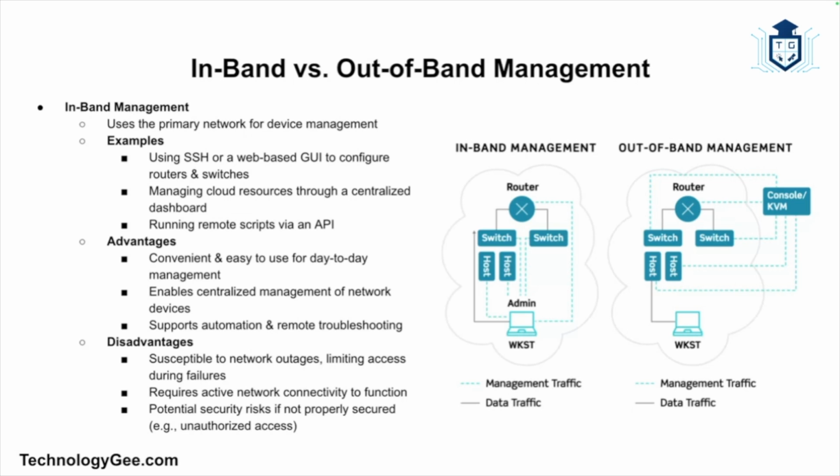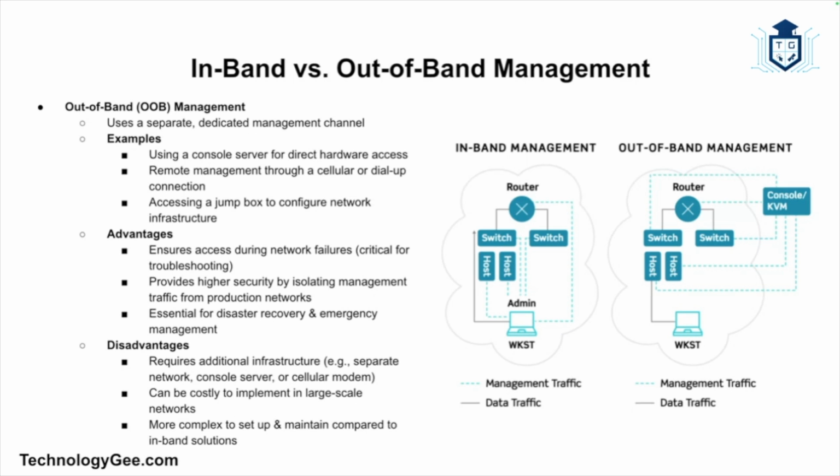And examples of this include using SSH or a web-based GUI to configure routers and switches, managing cloud resources through a centralized dashboard, or running remote scripts via an API. And the advantages are it is convenient and easy to use, it allows centralized management of network devices, and it supports automation and remote troubleshooting. The disadvantages: it is susceptible to network outages, it requires active network connectivity, and it can have potential security risks if it is not properly secured.